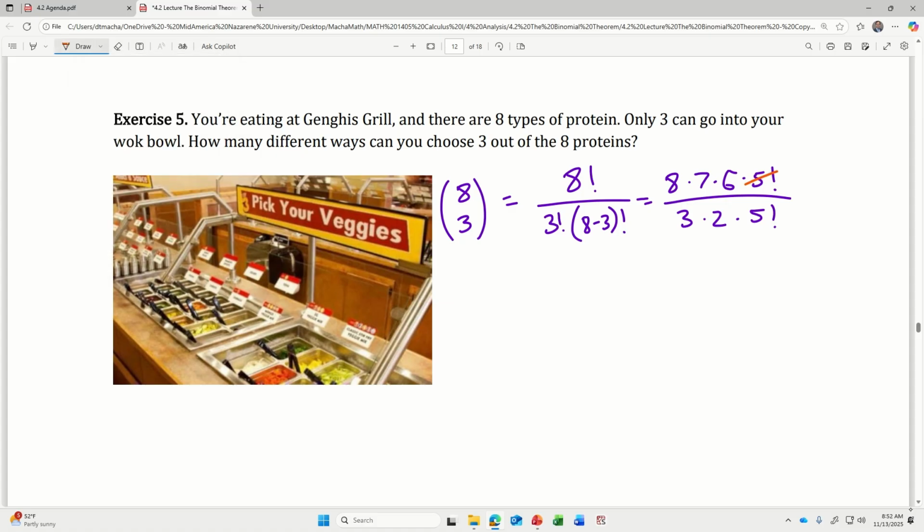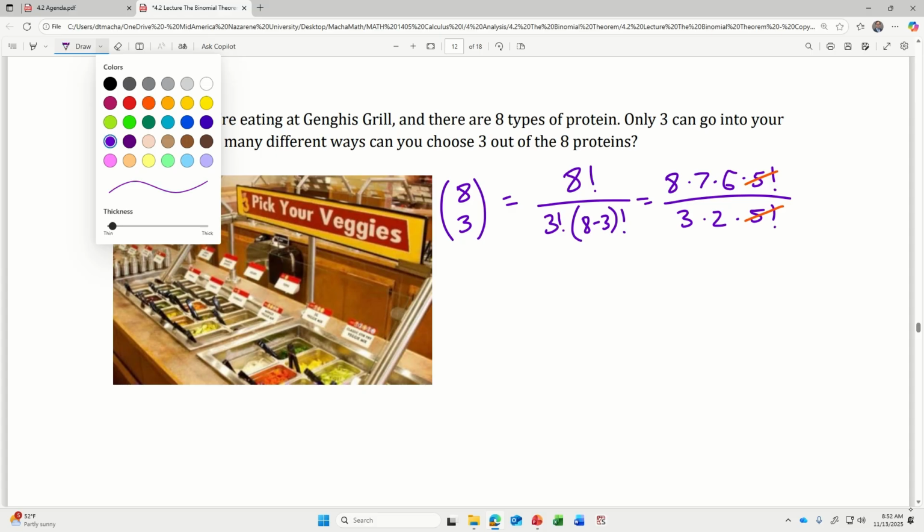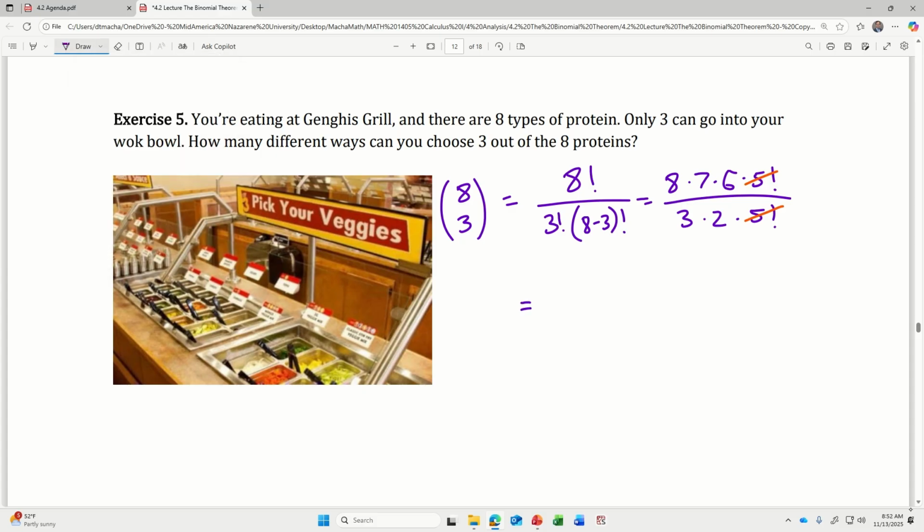The factorials are going to cancel each other. 8 divided by 2 is 4. 6 divided by 3 is 2. 8 times 7 is 56. You got 56 different choices when it comes to proteins at Genghis Grill.